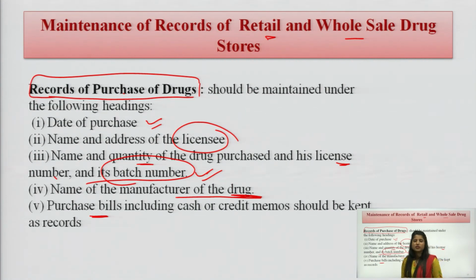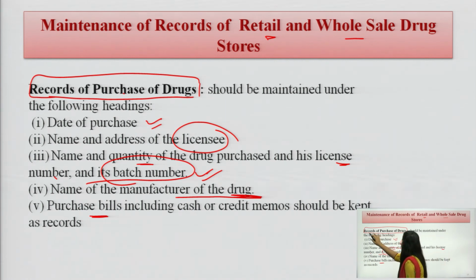Another thing we have discussed is the maintenance criteria. Maintenance of records is different for wholesale and retail. Wholesalers are dealing with a lot of drugs and giving drugs to retailers also, whereas retailers work only for consumers, giving drugs directly to consumers.